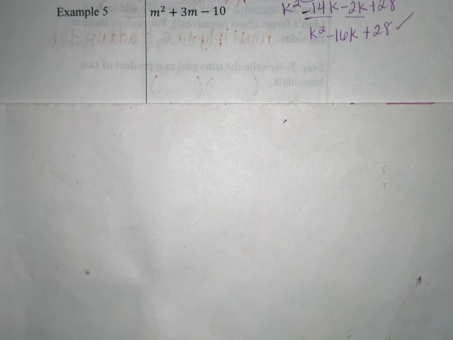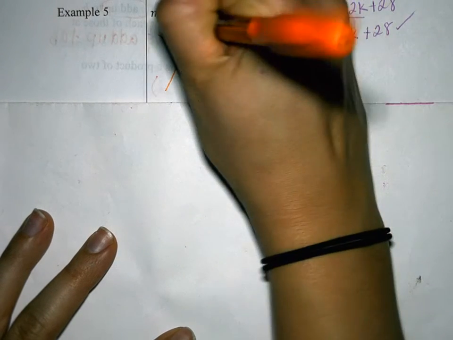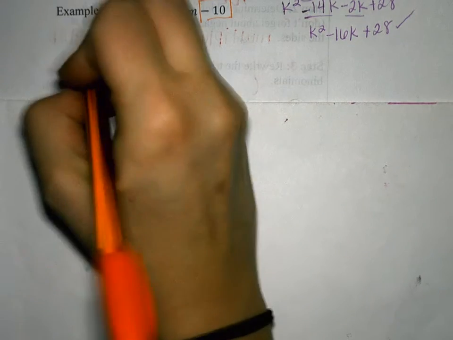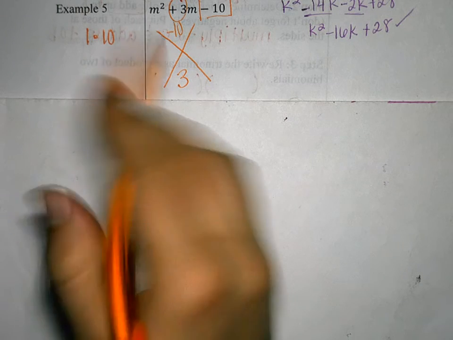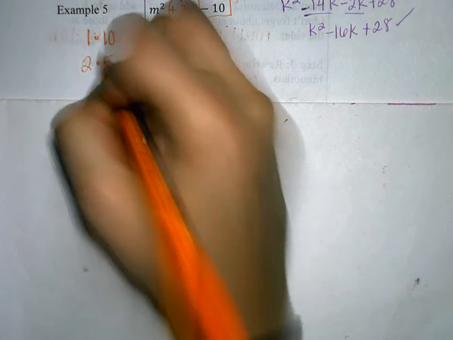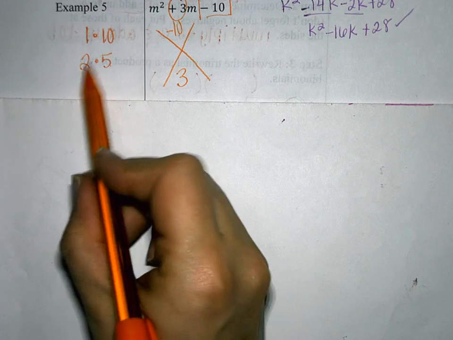So example 5, I have m squared plus 3m minus 10. So let's set up our diamond. I'm looking for two numbers that multiply to negative 10 and add up to positive 3. Well, I know that 1 times 10 gives me 10, but it adds up to 11. And then the only other factor is 2 times 5. Well, 2 times 5 definitely gives me 10, but 2 plus 5 gives me 7.